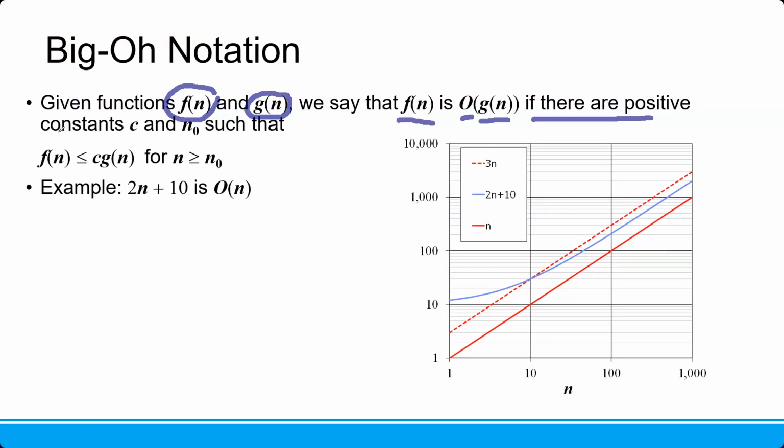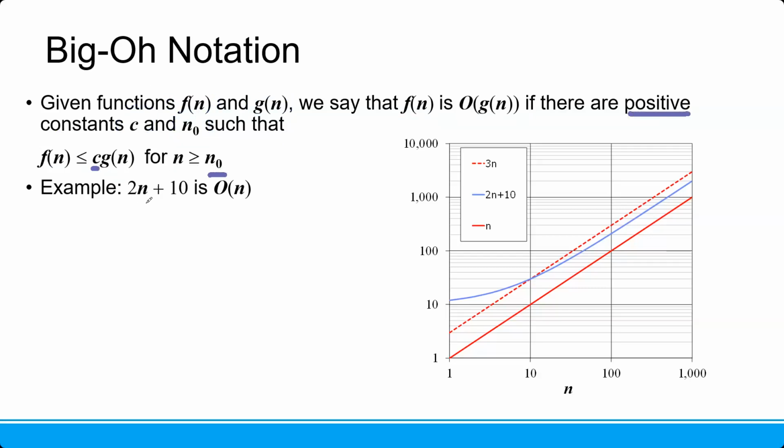If there are positive constants C and n0 such that F(n), the function that we want to check, is less than or equal to C multiplied by the function G(n), for every n that is higher than n0. So n0 and C are constants, and positive means more than 0.